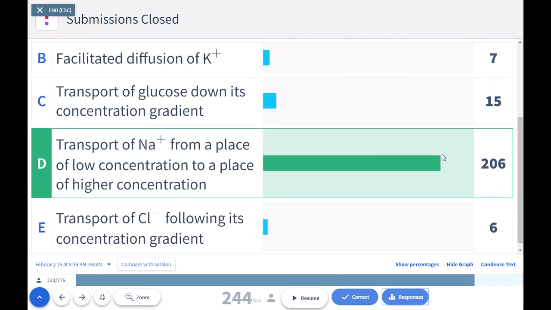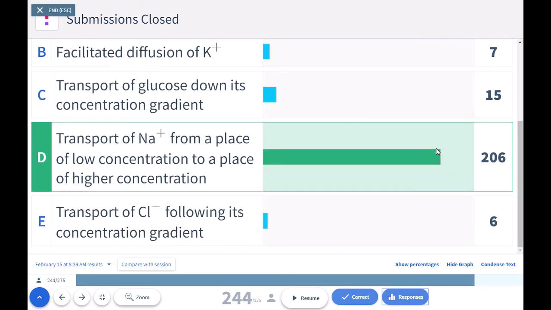So it looks like as a class, this question was a little bit harder. The thing to emphasize with this question is that if you take sodium from an area of low concentration to an area of high concentration, for answer D, that's against the concentration gradient. And whenever you go against the gradient, that requires the input of cellular energy, or ATP. All the other options given were with the concentration gradient and did not require the input of ATP.